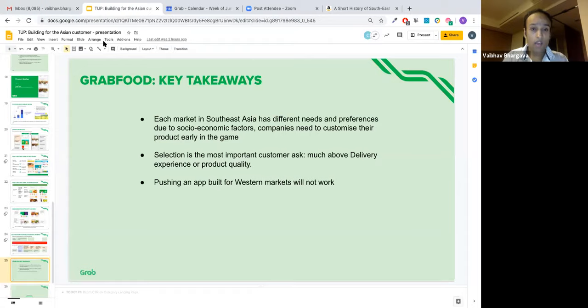Okay, let me just see if there are any more questions. There's one question: did GrabNow increase cancellations for other Grab bookings? Harshita, I cannot comment on the metrics there.